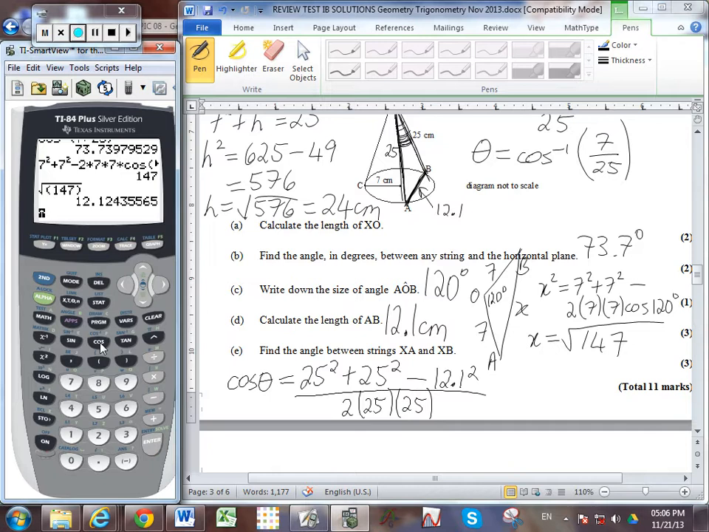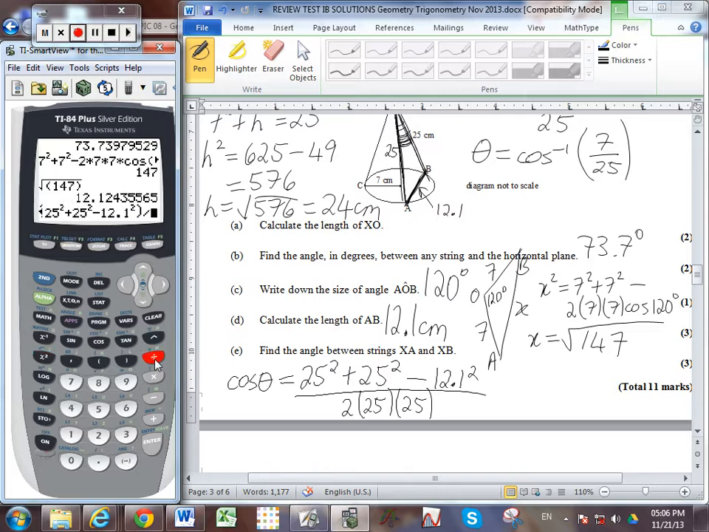And so what is the cosine inverse of... Alright, let's first create the numerator. Okay, this is a very difficult expression to type in, so I'm glad we're doing this problem. We've got 25 squared plus 25 squared minus 12.1 squared. And you'll notice that at the beginning I opened up an extra set of parentheses. I'm now going to close that set of parentheses. I've now completed my numerator.